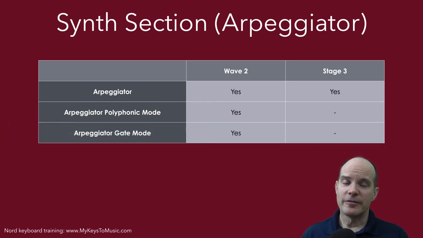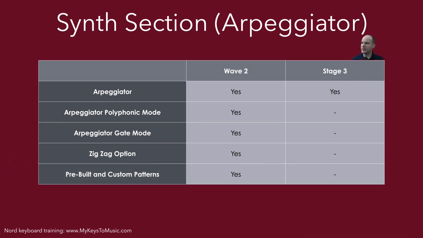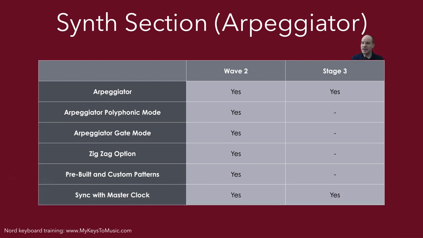There's a gate mode available on the Wave 2, not on the Stage 3. There's a zigzag option on the Wave 2, which is 2 notes up and 1 note down. That's a sort of a different pattern effect there. And then you have the pre-built custom patterns available on the Wave 2, where you don't have any of that on the Stage 3. They can both sync with the master clock. Let's go take a look at the arpeggiator and some of the differences between the two.